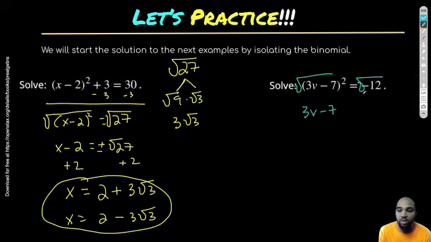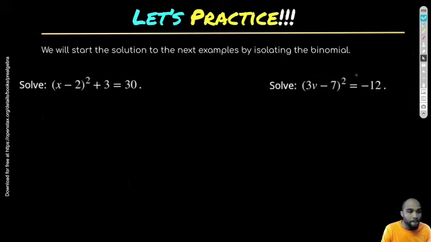So this is not going to render a solution, because there's no number, there's no way I can get a square root of a negative term. So this one's not going to be able to be solved at this point at all. So we're going to have to stop there for that one.